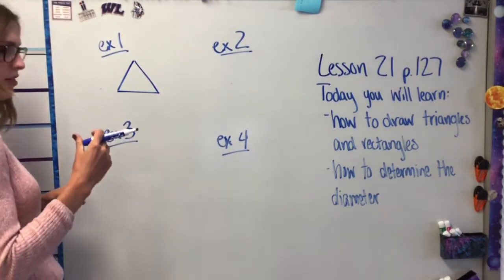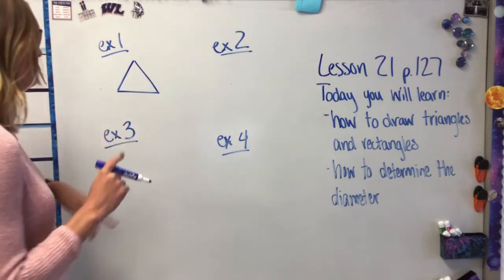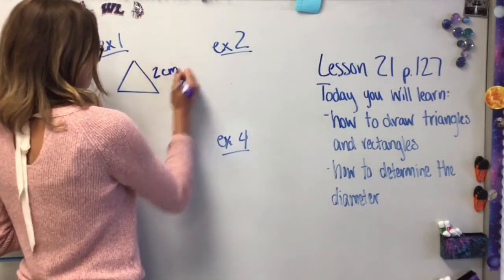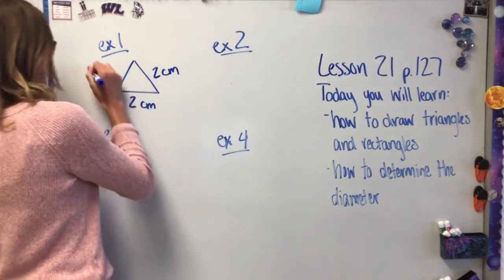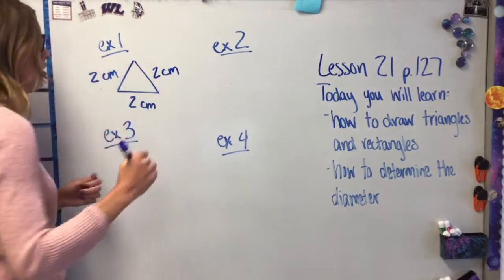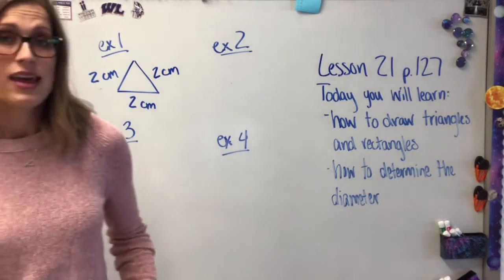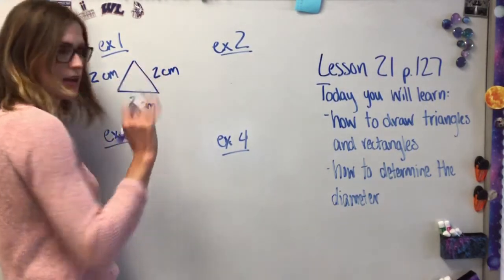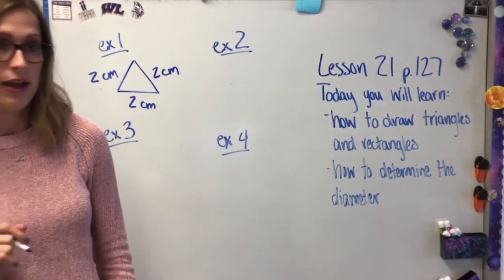Just to help us remember that, let's label these sides. Let's pretend each of these is 2 centimeters. So let's label each of them 2 centimeters so that you know to try to draw the same length. If it's not perfectly the same length, that is okay. Remember, we're just drawing it. It's not going to be perfect, but do your best there.